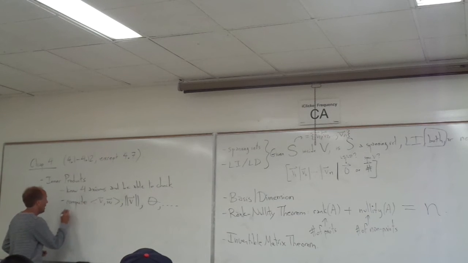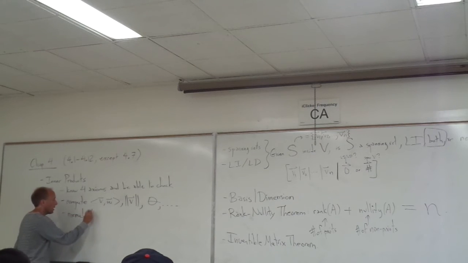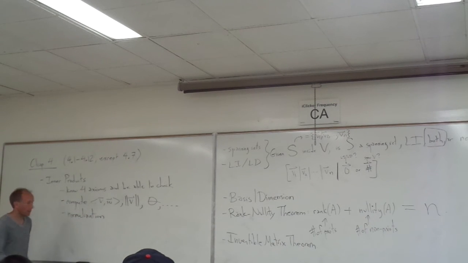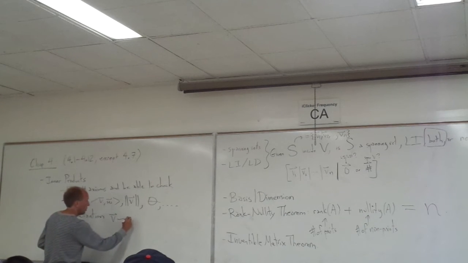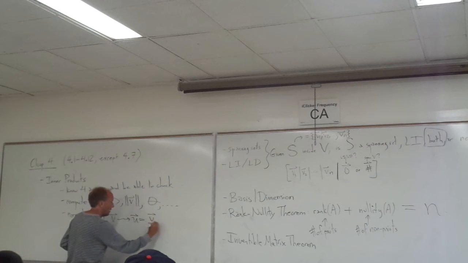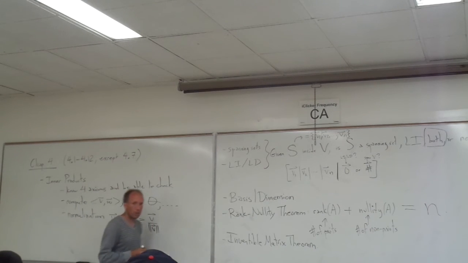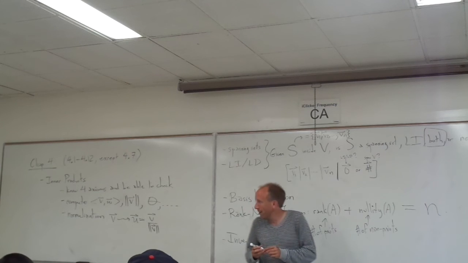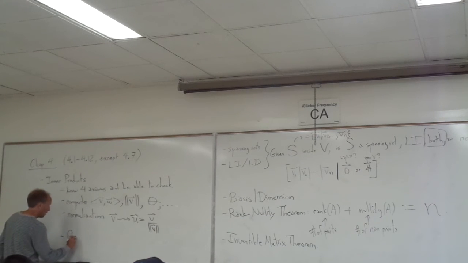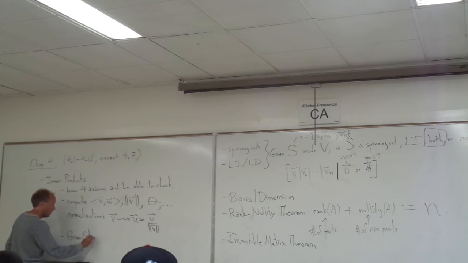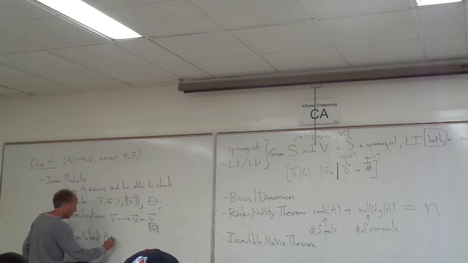And then you want to understand the normalization process, where you take a vector and you turn it into a unit vector by just dividing by the norm of the vector, right? So we can shrink vectors down so they have length 1. And then finally, the part that we just did at the end of class last week is the Gram-Schmidt process.